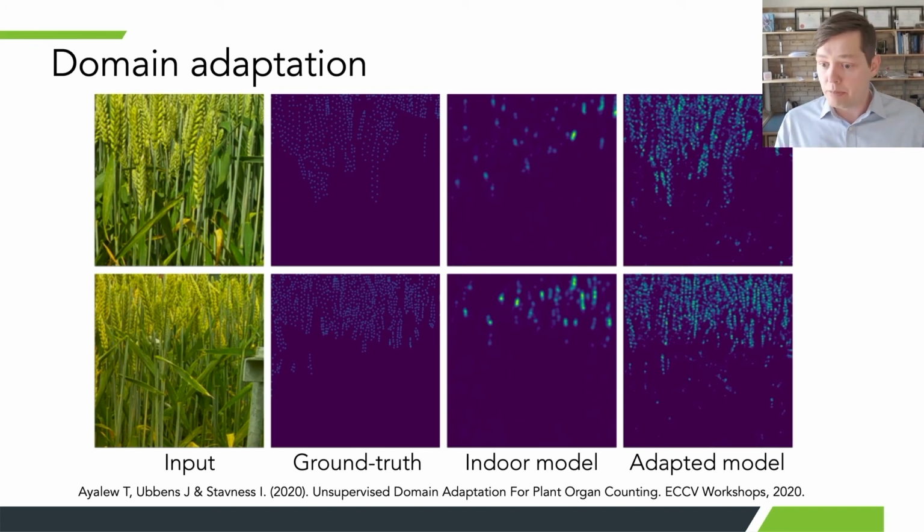Whereas the adapted model that's gone through this domain adaptation does a much better job of identifying individual spikelets in the rightmost figure. And again, this adapted model requires images from the target domain, these outdoor images, but did not use any annotations on the outdoor images. So it can potentially reduce the annotation effort and cost substantially.